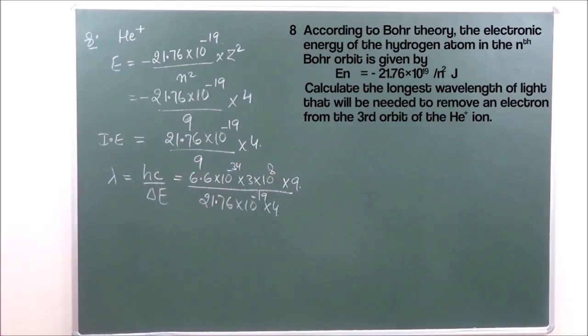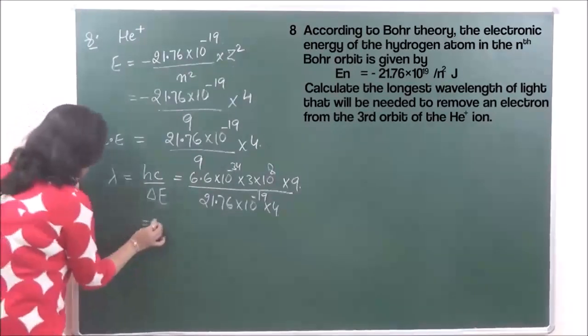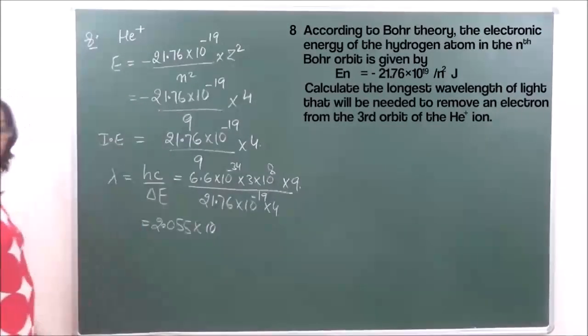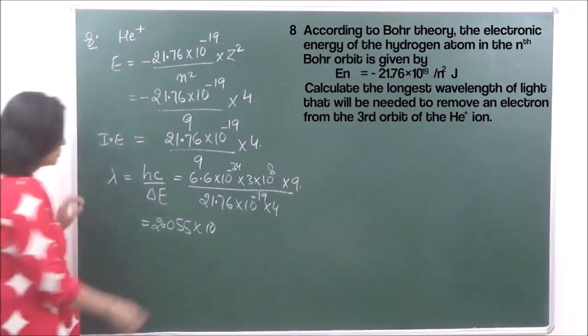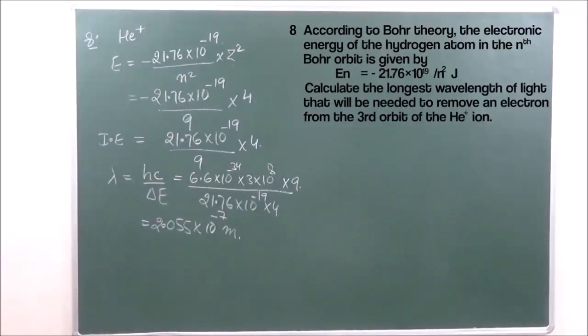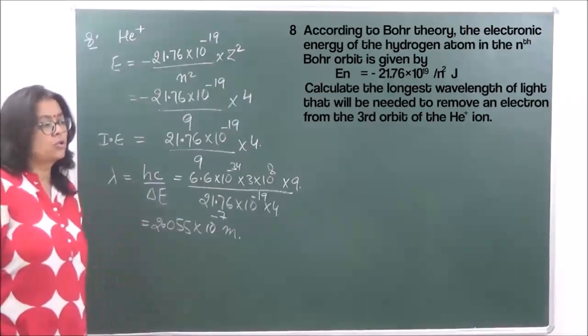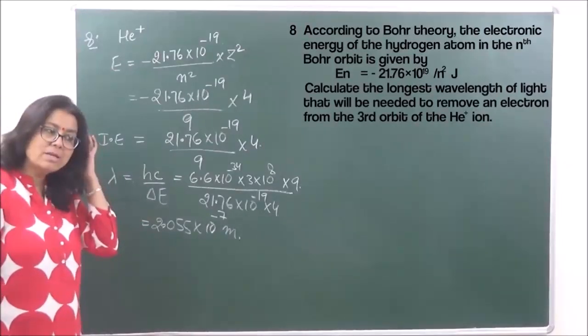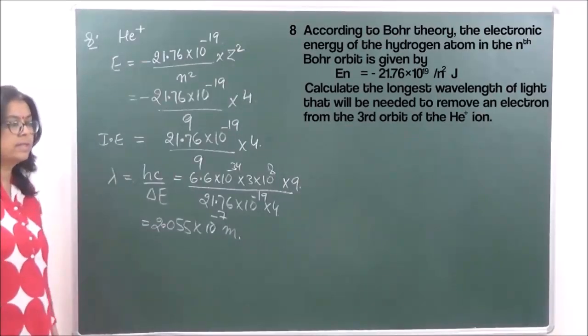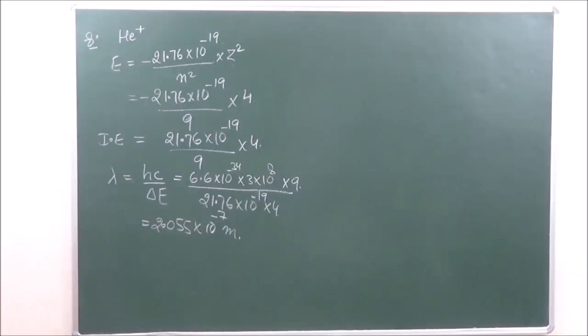Okay? So when you calculate lambda over here, lambda comes to 2.055 into 10 raised to power minus 7 meters. You have to be very particular in your multiple choice questions with regard to the units also, because sometimes all the values are given the same but the units are different. So it is very important for you to know which unit to choose. Okay, then let's go to question number 9.